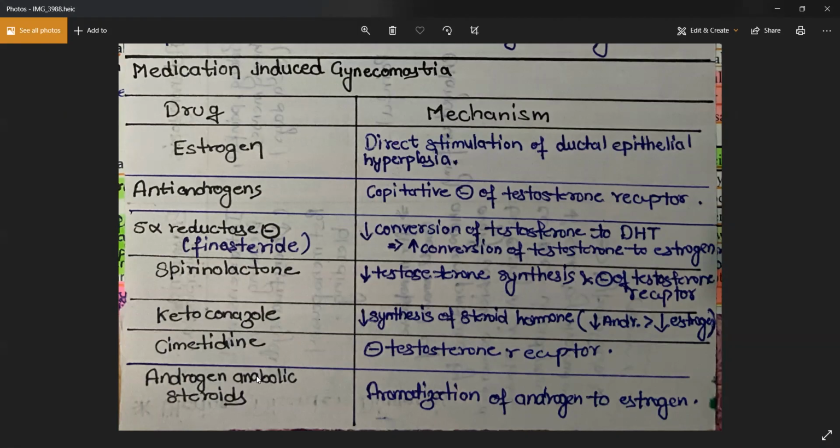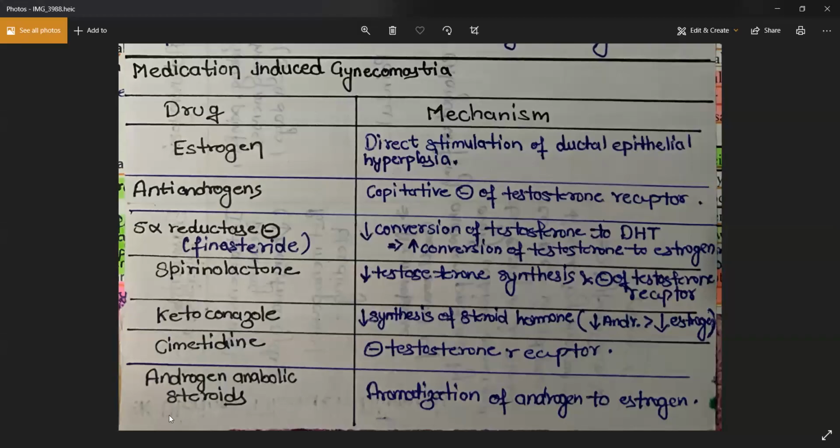Cimetidine, what kind of a drug is it? Antihistamine. Yes, an antihistamine drug. Cimetidine, which is an antihistamine drug, can again block the receptors for testosterone. It can lead to gynecomastia.